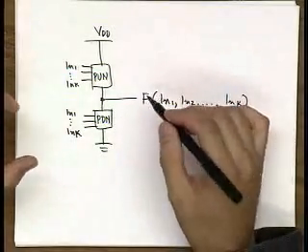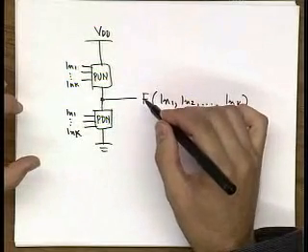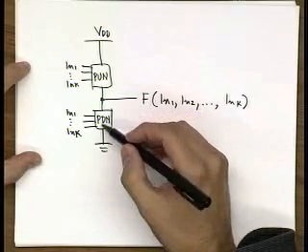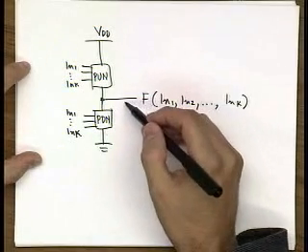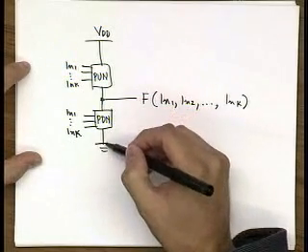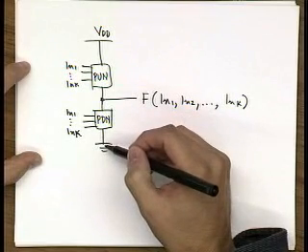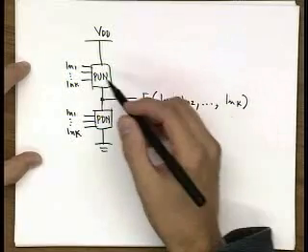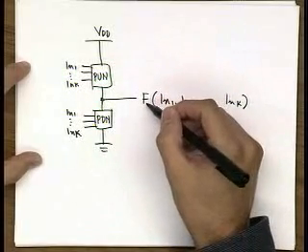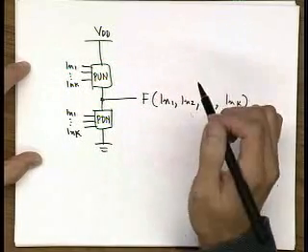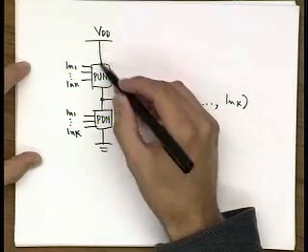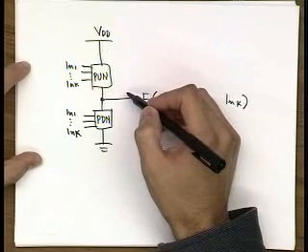So every time your function has a value of 0, your pull-down network is pulling down the output to ground and implements this logic 0. Also, for the cases of input vectors where the function has output 1, this pull-up network is pulling up to VDD and implements that logic 1.